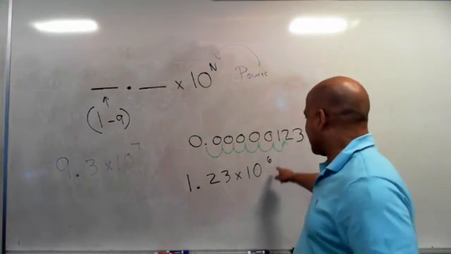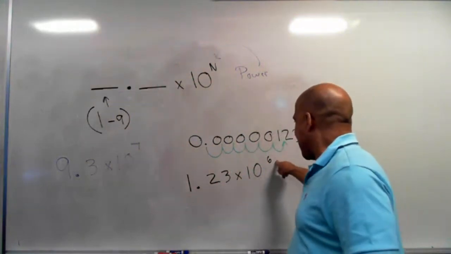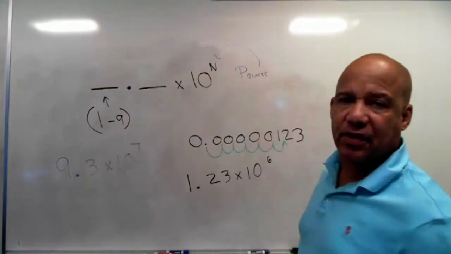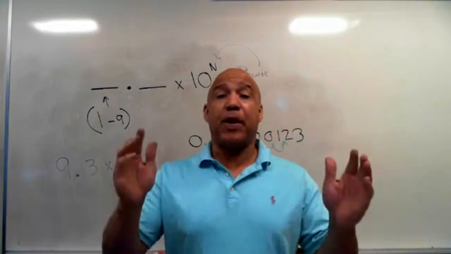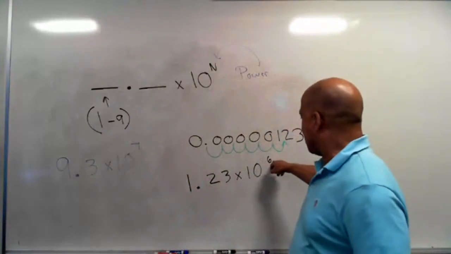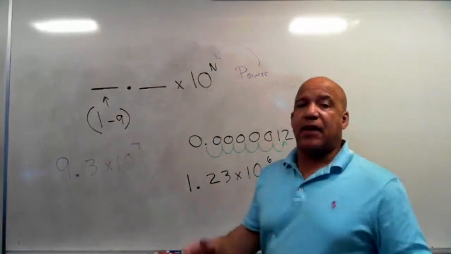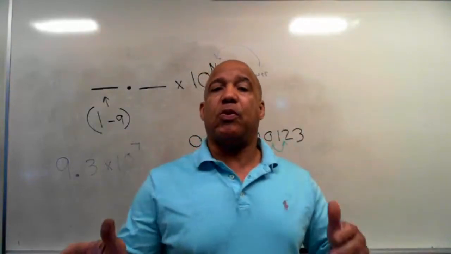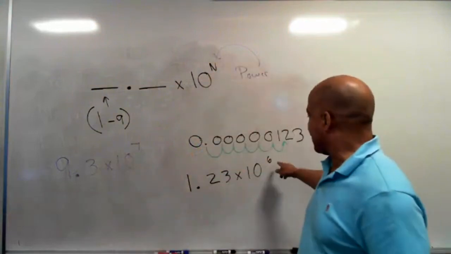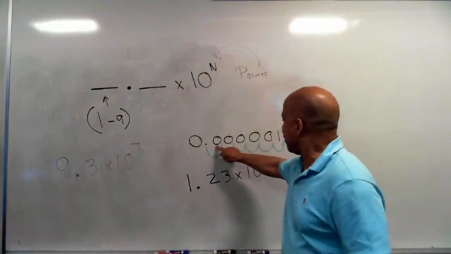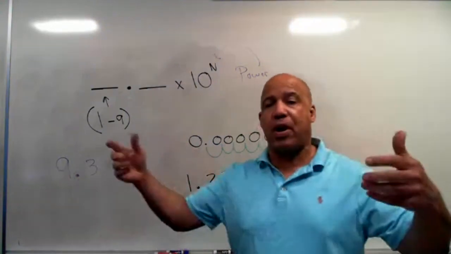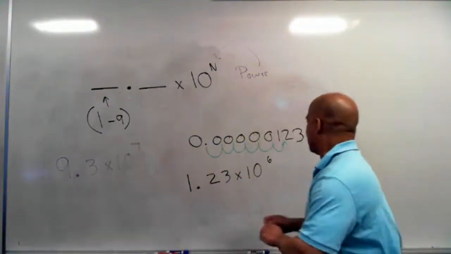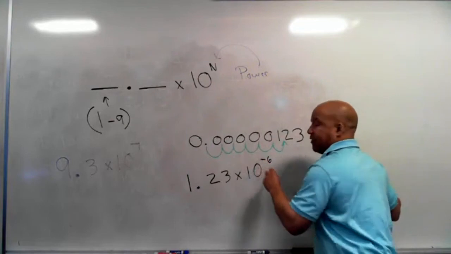So I'm almost done. I just got to figure out if that exponent, that power, is it positive or is it negative? Well, if the original number I start with is bigger than 1, I write that exponent as a positive exponent. If the original number I start with is between 0 and 1, then I'm going to write that exponent as a negative number. 0.00000123, of course that number is between 0 and 1. That means I got to write my exponent as a negative exponent.